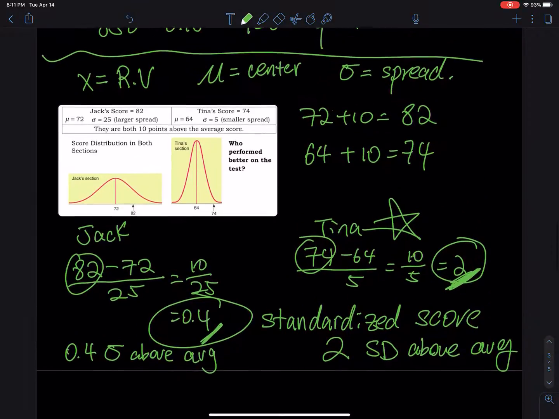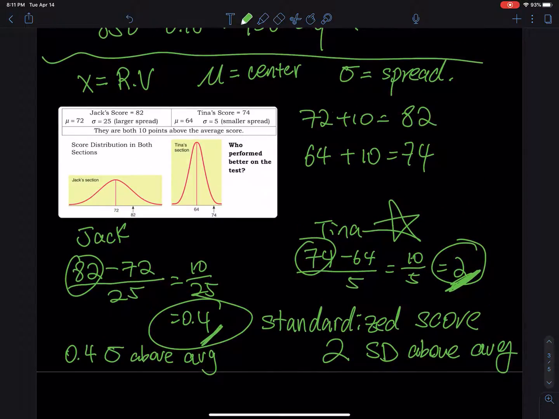So if you just take a look at the picture, although they are both 10 points above average, this is more spread out, right? This one is less spread out. Less spread out means the graph is taller. So if the graph is taller and you are 10 points above average, the standard deviation is small, is 5. If you are 10 points above average, you are right there. Where is the highest score? The highest score must be the person on the right hand side and is so far away from the mean.